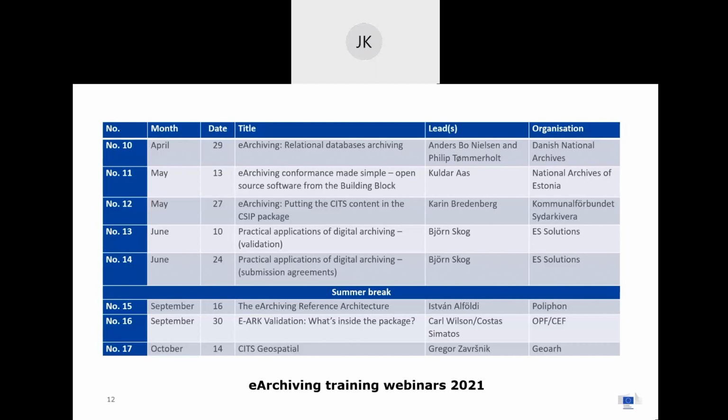That'll be followed by putting the SIP's content in the CSIP package. We'll have Karin back again to give us an insight into METS, the Metadata Encoding and Transmission Standard, and how it's used to create a package that adheres to CSIP. That'll be followed by a look at the different ways that standards are used to create a SIP, and that's a content information type specification. Then we'll have 2 sessions on the practical applications of digital archiving, focusing on validation software tools and submission agreements.